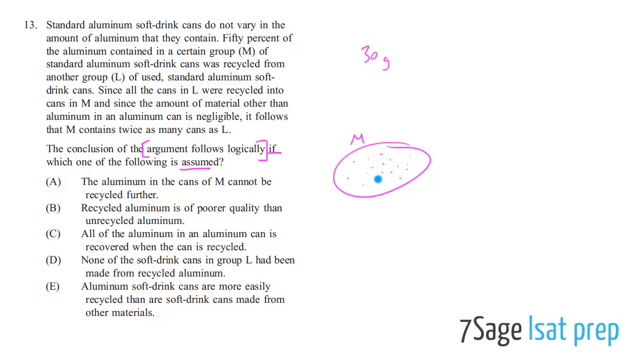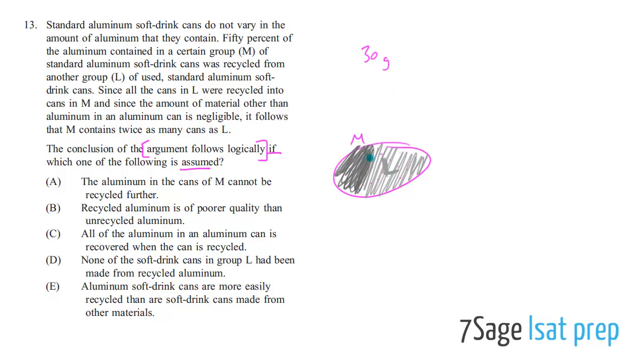And then we're saying of each of the cans, 50% of the aluminum was recycled from another group. So let's say this whole thing represents a can. This is 50%, this is aluminum recycled. This is aluminum new. That's aluminum recycled. It's 50%. It doesn't look like 50%, but anyway, we're saying this used to be L.